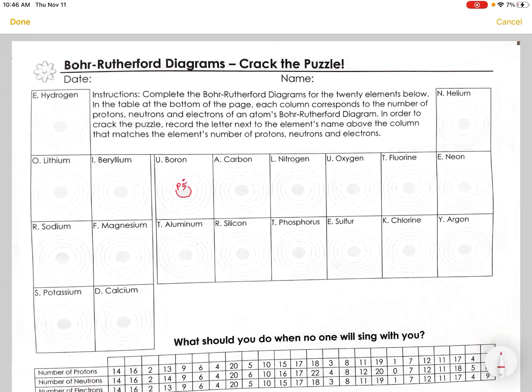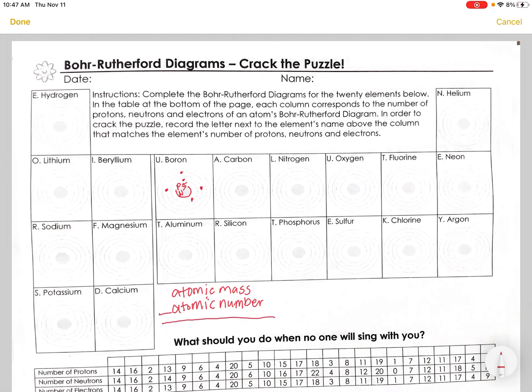So I'm just going to draw these electrons on these lines. Here, I should have 5. 1, 2, 3, 4, 5. There we go. Now, in order to find the number of neutrons, remember, I have to subtract the atomic number from the atomic mass.